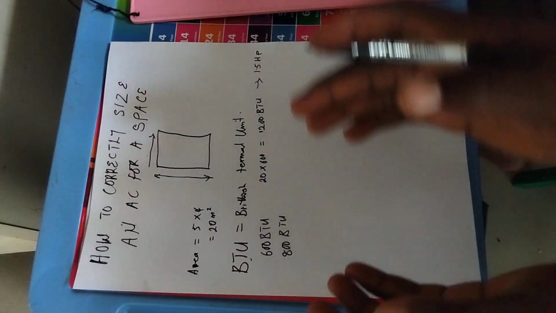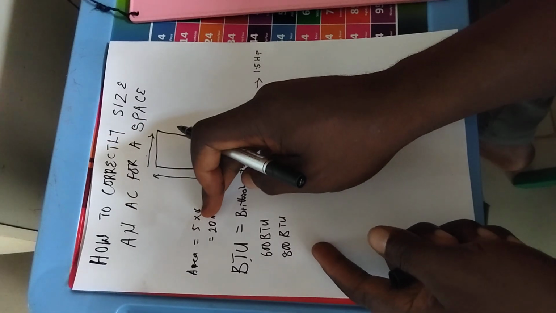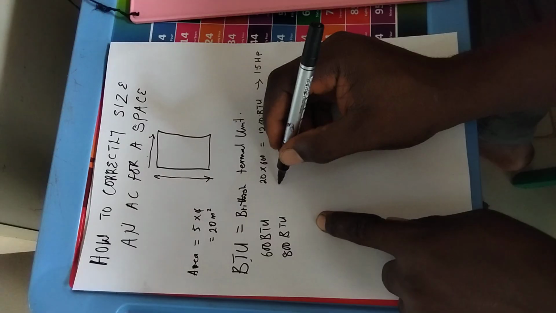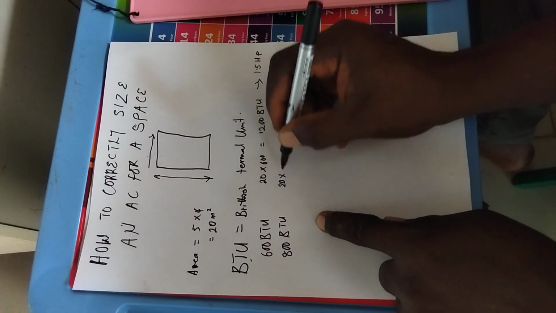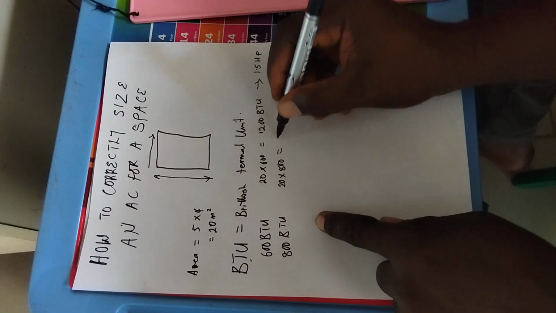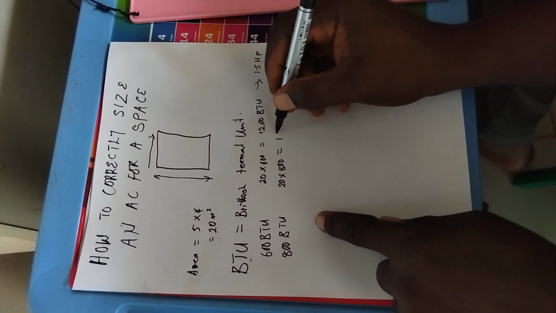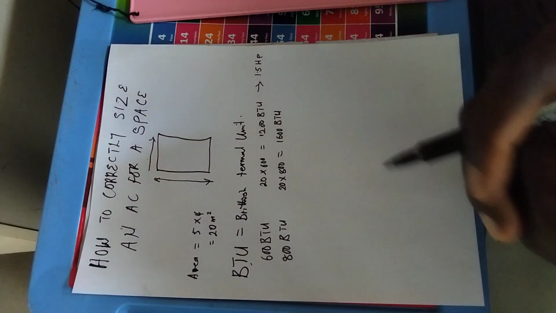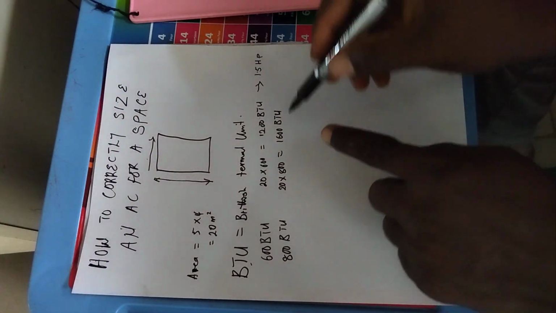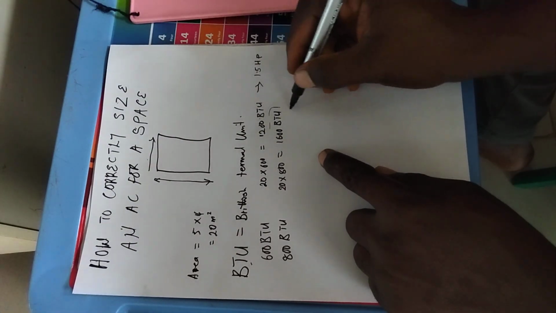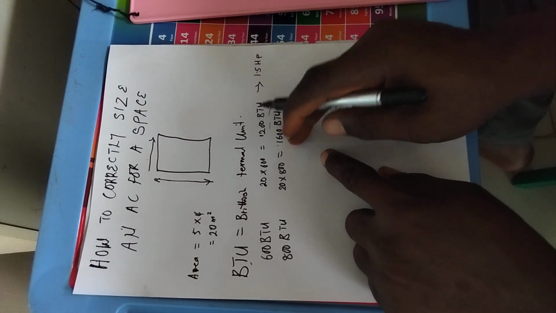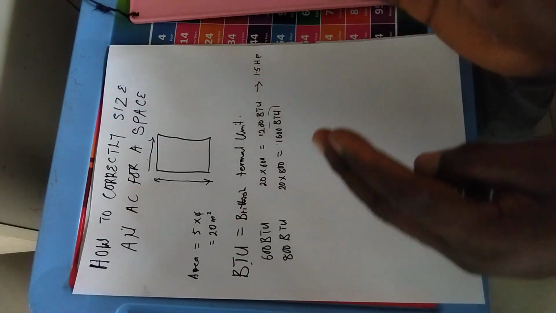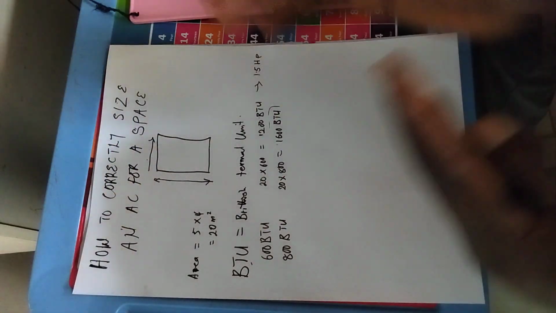Now, in a bigger space, after calculating the room size to be 20, you now want to go for a higher BTU, which is 800 BTU. 20 multiplied by 800 BTU is about 1,600 BTU. Now, this British Thermal Unit, we don't have an air condition of this size. If you go to the market, you cannot see an air condition of this size. So you either bring it a little bit down or you take it a little bit forward.